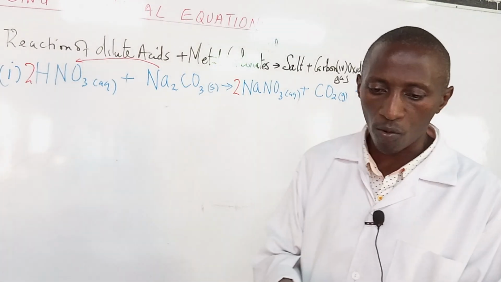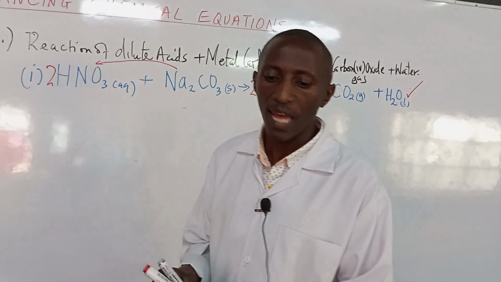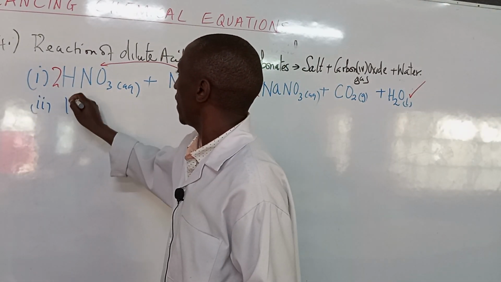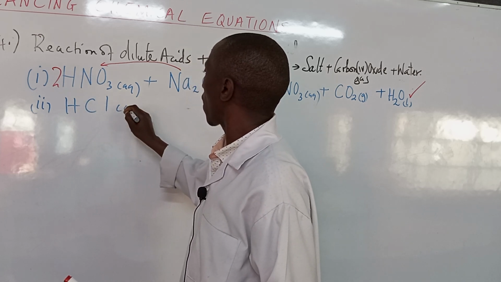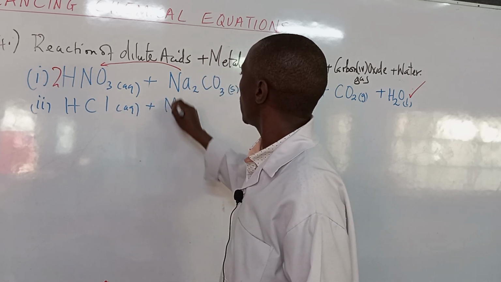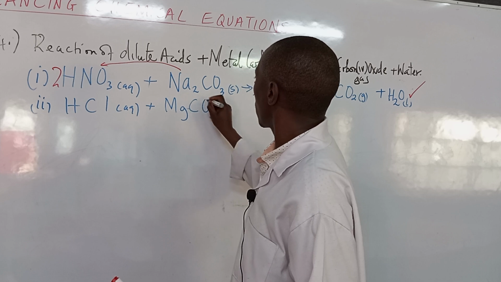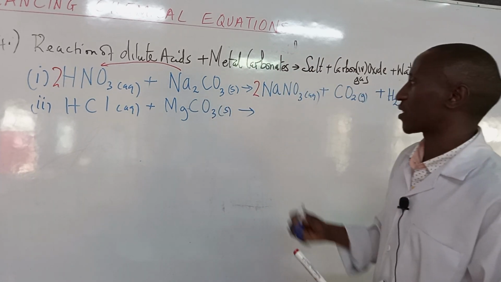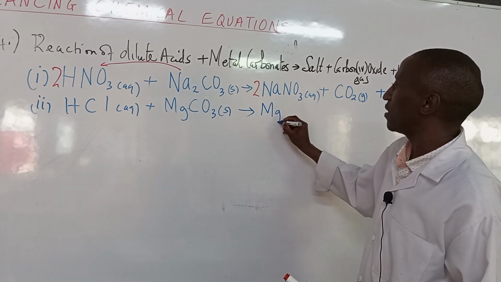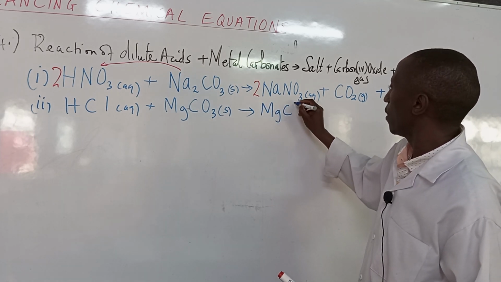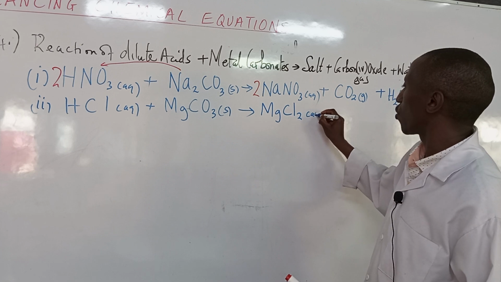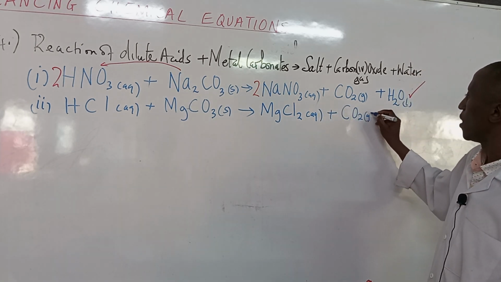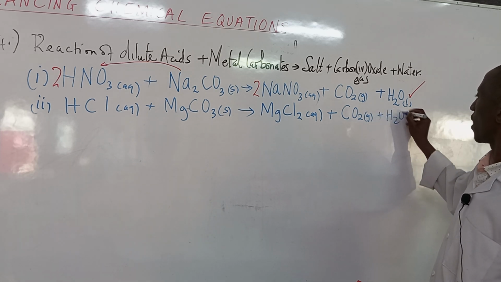Let's look at another one. We have HCl and magnesium carbonate. Number 2, HCl aqueous and magnesium carbonate. So what are the products? The salt, magnesium chloride, going by that formula, is soluble. We have carbon 4 oxide, gas, and water, liquid.